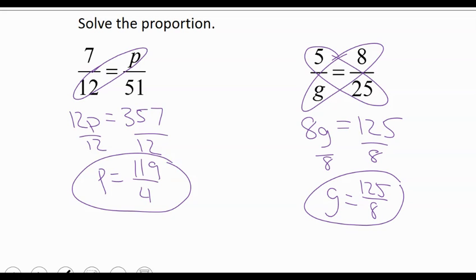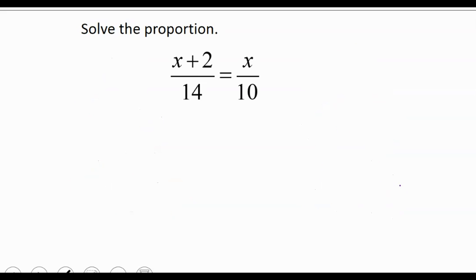So, all right, let's look at our next one. X plus 2 over 14 equals X over 10. So this one's a little different because it's not just a variable. There's actually two different variables in this one. Even the top one, I've got a variable being added to 2 as well.